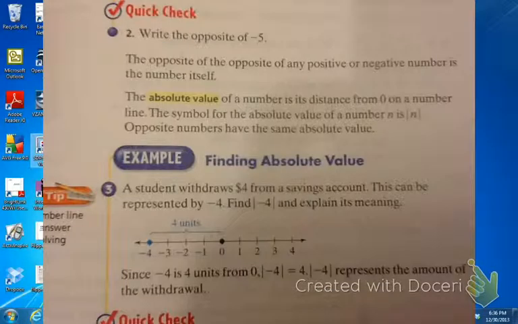Alright, we're looking at the absolute value, so go ahead and pause me and write this definition. The absolute value of a number is just its distance from 0 on the number line. The symbol for the absolute value of a number, say the number's n, you could put any number in for n, is just the number with these little bracket lines beside it. Opposite numbers have the same absolute value. So whether it's a positive 5 or a negative 5, if I'm looking for the absolute value of either of these, they are the same distance from 0, so their absolute value is going to be 5.